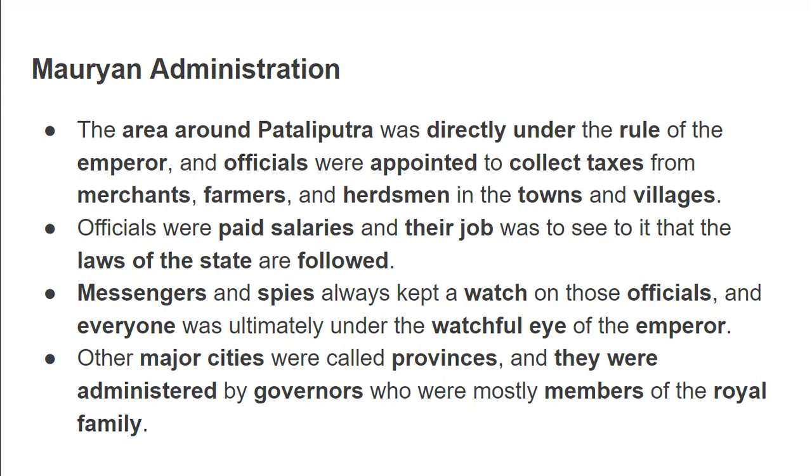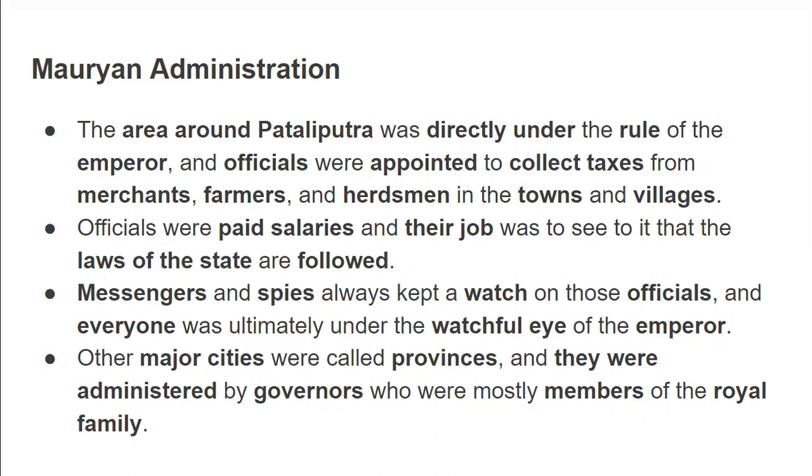The area around Patliputra was directly under the rule of the emperor, and officials were appointed to collect taxes from merchants, farmers, and herdsmen in the towns and villages. Officials were paid salaries, and their job was to see to it that the laws of the state were followed. Messengers and spies always kept a watch on those officials, and everyone was ultimately under the watchful eye of the emperor through these messengers. Other major cities were called provinces. As I told you, they were administered by governors who were mostly members of the royal family.